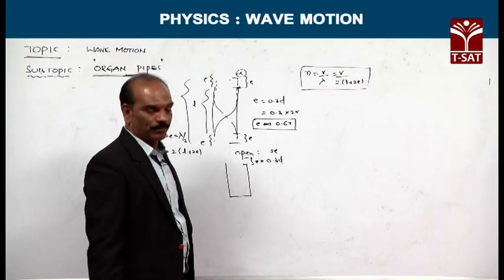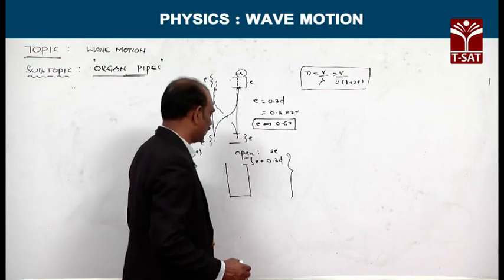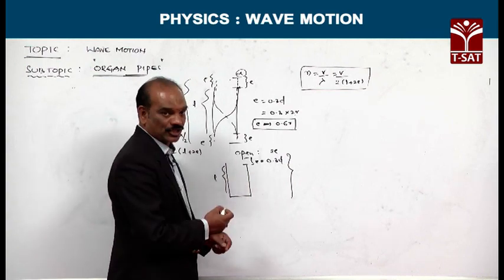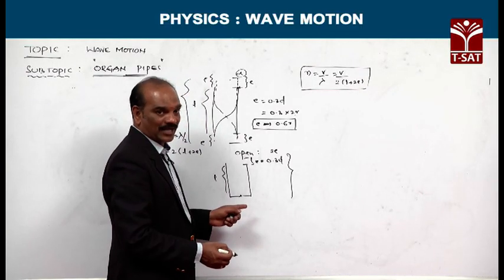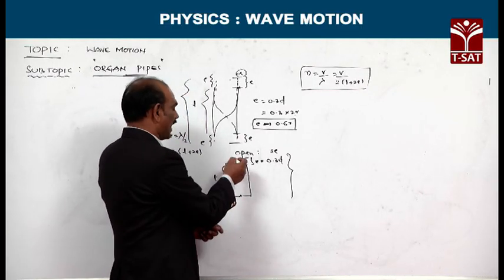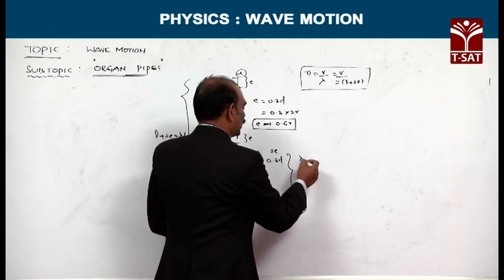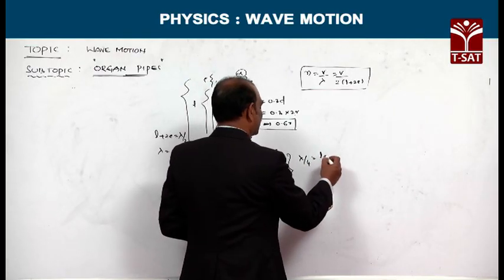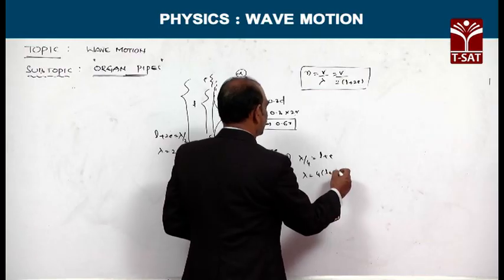Similarly, for the closed pipe, what happens? This is the total length. From here to here the length of the pipe is L. This is the end correction. At the closed end a node will form, at the open end an antinode will form. Node to antinode is the distance lambda by 4, which is equivalent to L plus E. From this, lambda is equivalent to 4 times L plus E.